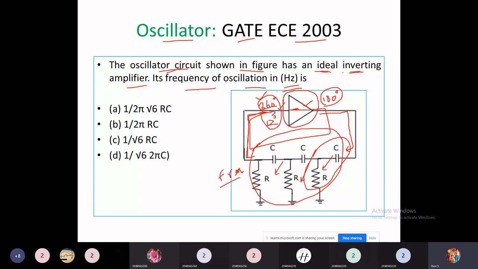So here is the question given to us. Oscillator circuit is given. It is an ideal inverting amplifier. Its frequency of oscillation they have asked. It is basically a phase shift oscillator. What is the formula for frequency of oscillation? For phase shift oscillator, F equals 1 by 2 pi RC times root 6.